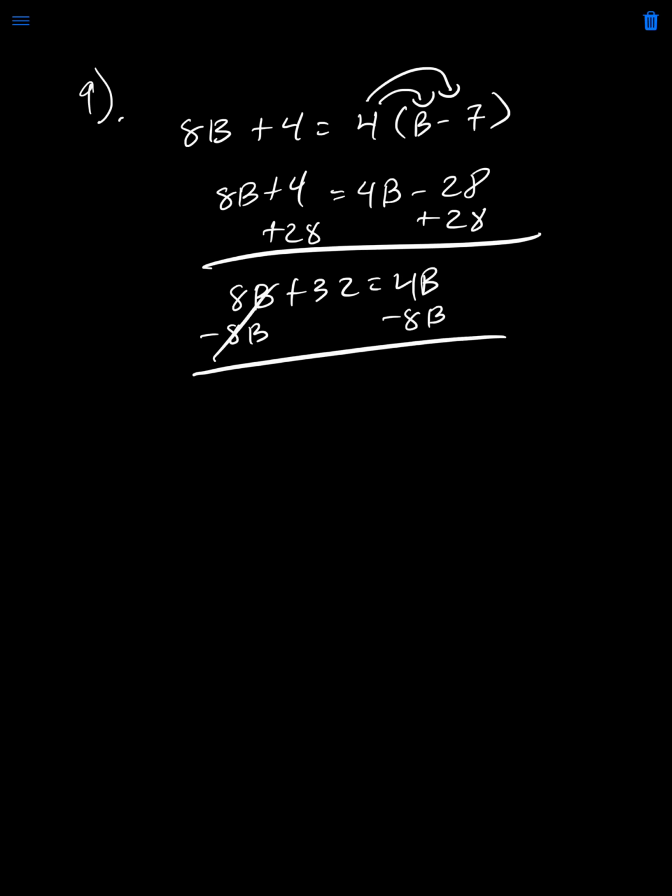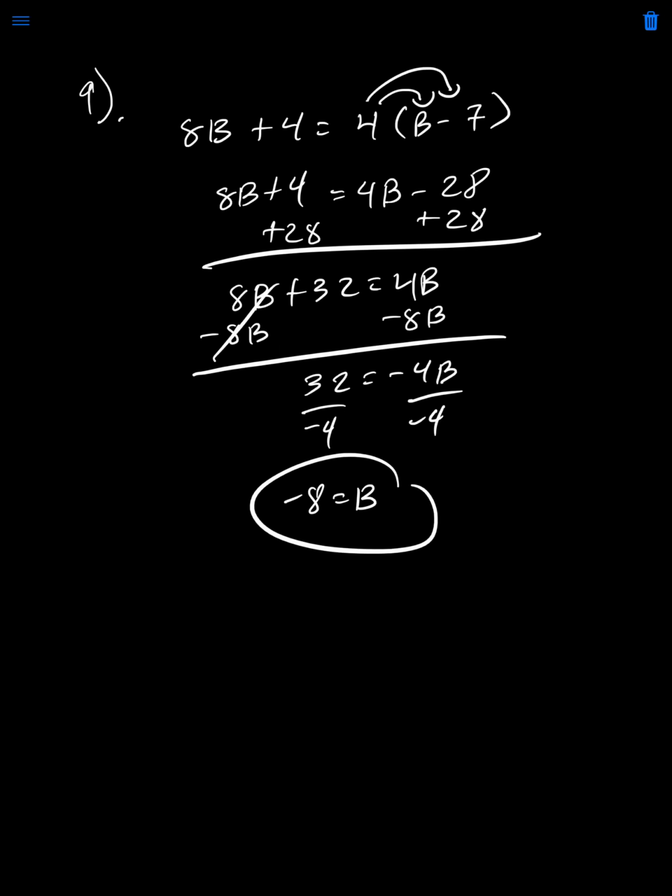I'm going to add 28 to both sides. So that means 8b plus 32 equals 4b. Subtract 8b from both sides. So 32 is equal to negative 4b. Divide both sides by negative 4. So negative 8 is equal to b.